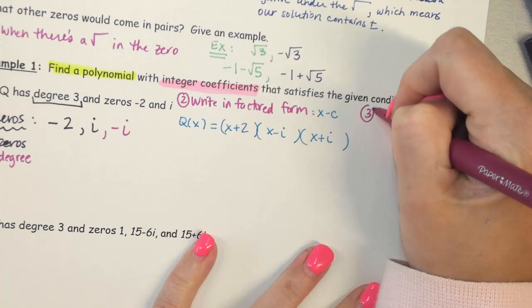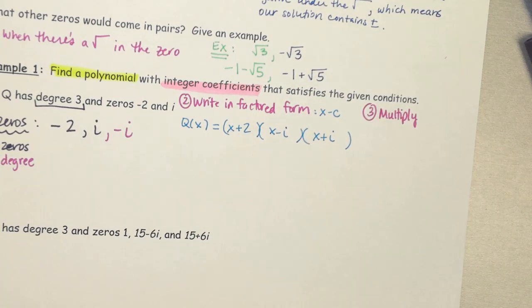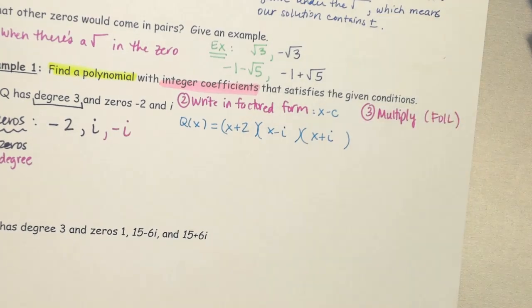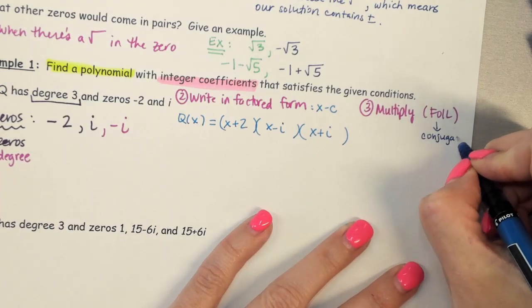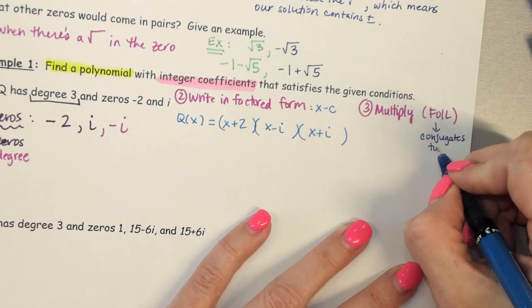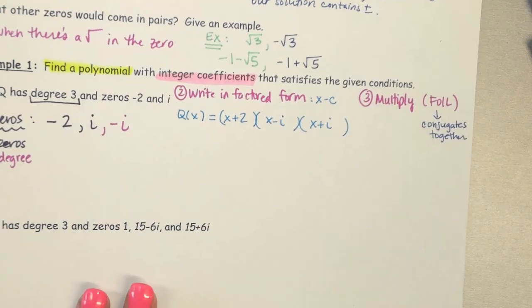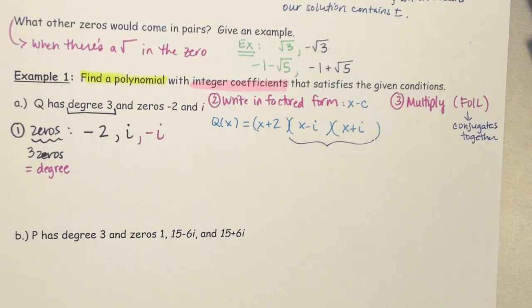So when you multiply, if they are binomials, you're going to use FOIL. Sometimes you might have to distribute. And then to make things as simple as possible, when you are FOILing, FOIL the conjugates together first. Okay, so make sure you FOIL the conjugates together. So we're going to FOIL x minus i times x plus i.